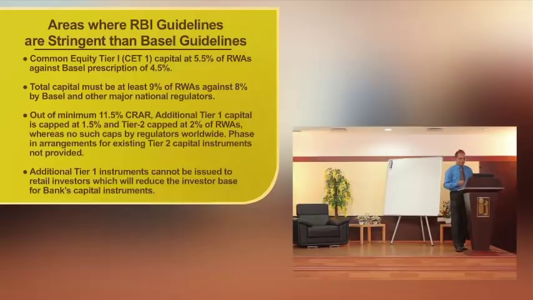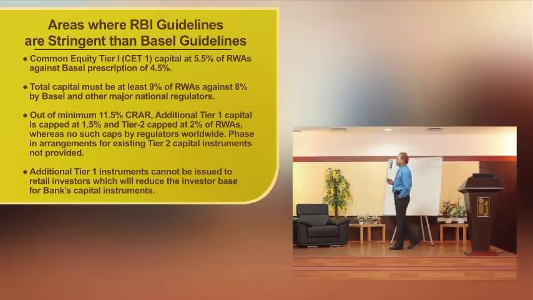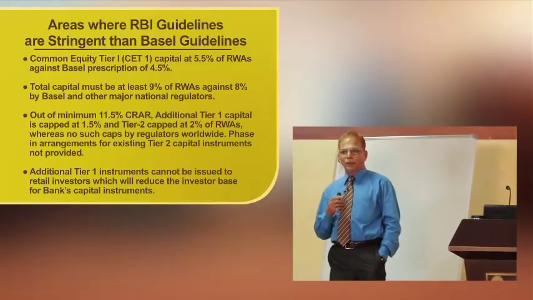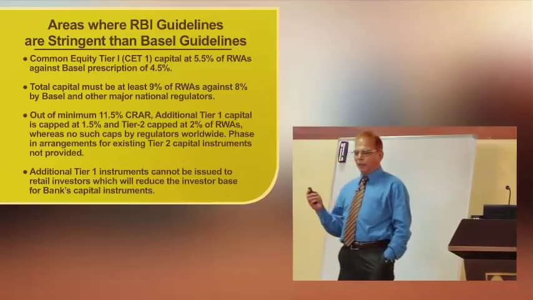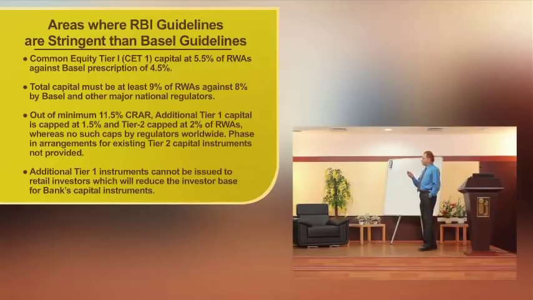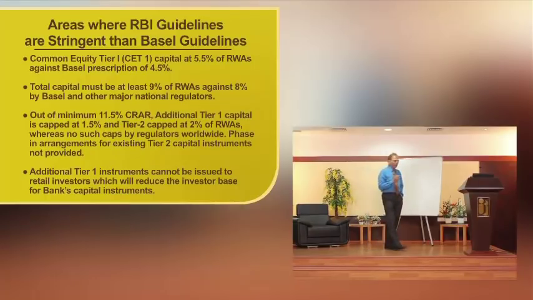Now, let us just compare, without going into the details of each of those guidelines, where the RBI guidelines are more stringent than the Basel guidelines. We know that when Basel has prescribed 8% capital, RBI has already prescribed 9%. So to that extent, there is no additional capital, but under Basel III, the capital has to be met through equity. So we can say that effectively the common equity capital at 5% is 1% more than the Basel 4.5%. Total capital must be at least 9%, against the 8% which is prescribed by the international regulator, that is Basel.